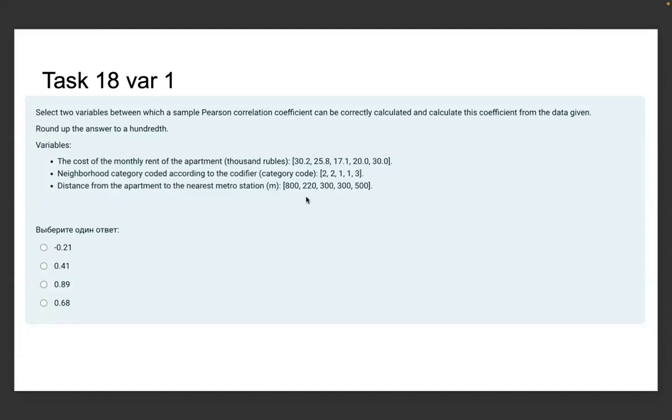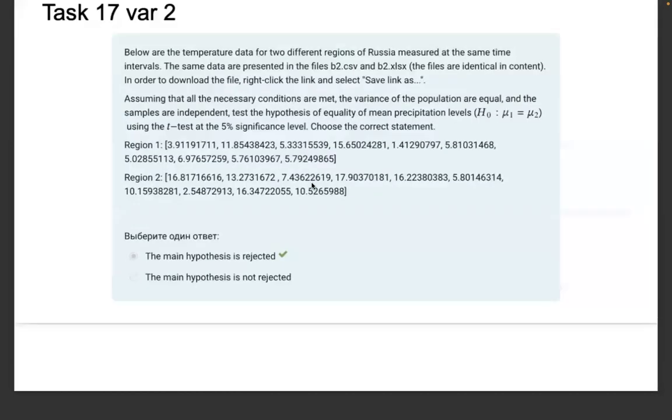Maybe somebody knows what two variables we have to take for our correlation. Okay, I guess we have to take the cost and the distance, because neighborhood category is not a continuous variable. So I think we have to take the cost of the monthly rent and the distance from the apartment to the nearest metro, because the second variable is not continuous. Yeah, it's a category, so we cannot use it.